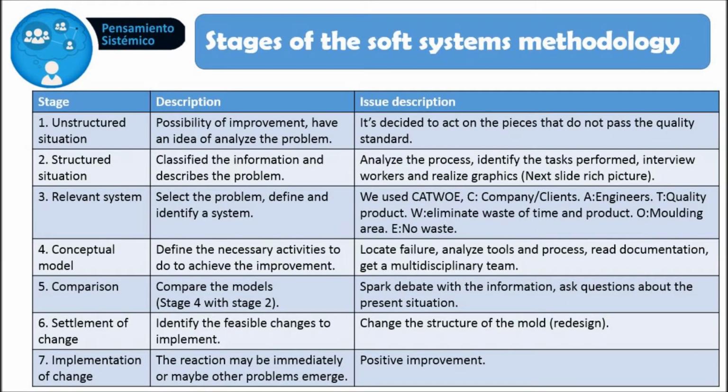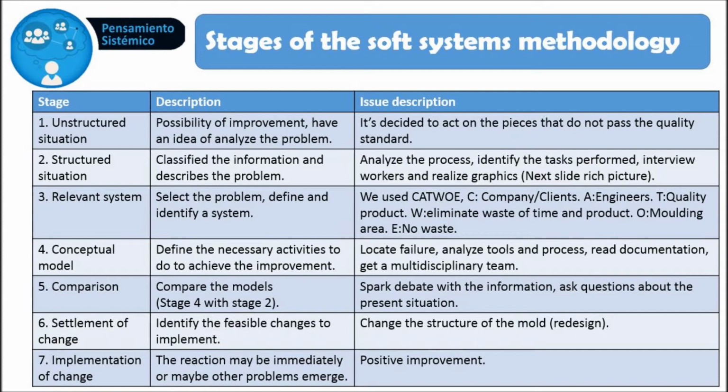Continue with the stages. Stage 3, relevant system. Select the problem, define and identify the system. We use CATWOE. C: Company clients. A: Engineers. T: Quality product. W: Eliminate waste of time and product. O: Molding area. E: No waste.